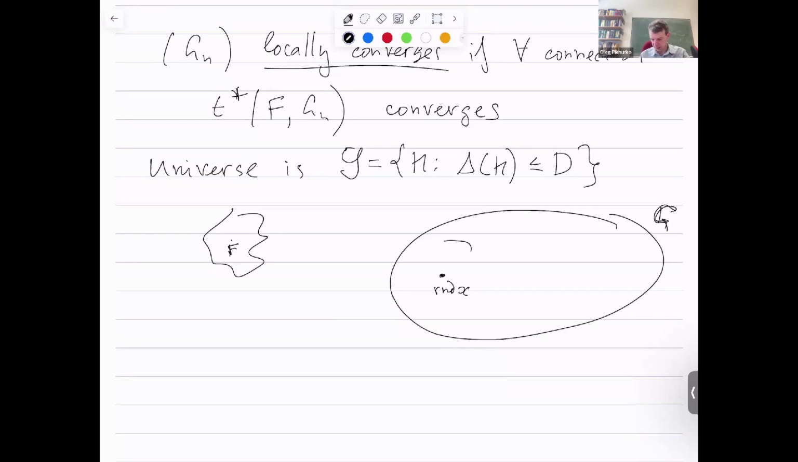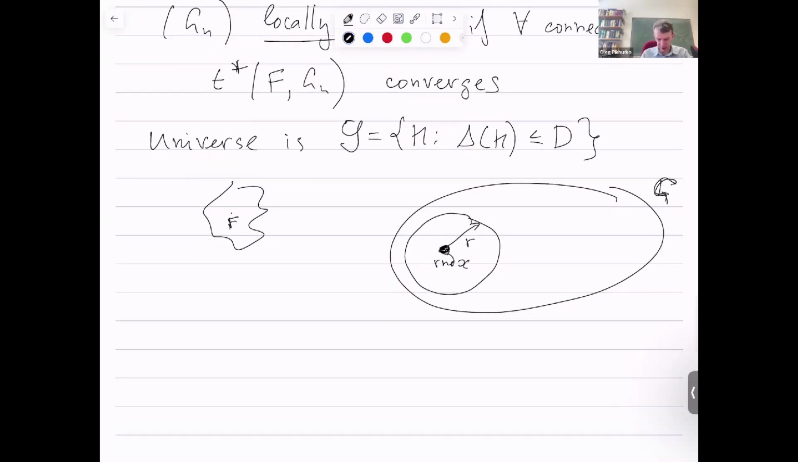And then for each r, I look at the ball of radius r from x, and I tell you what I see as a graph up to isomorphism. So I'll tell you which one was my vertex x, and I output this ball of radius r. So here is R-ball sampling. So first, one definition.